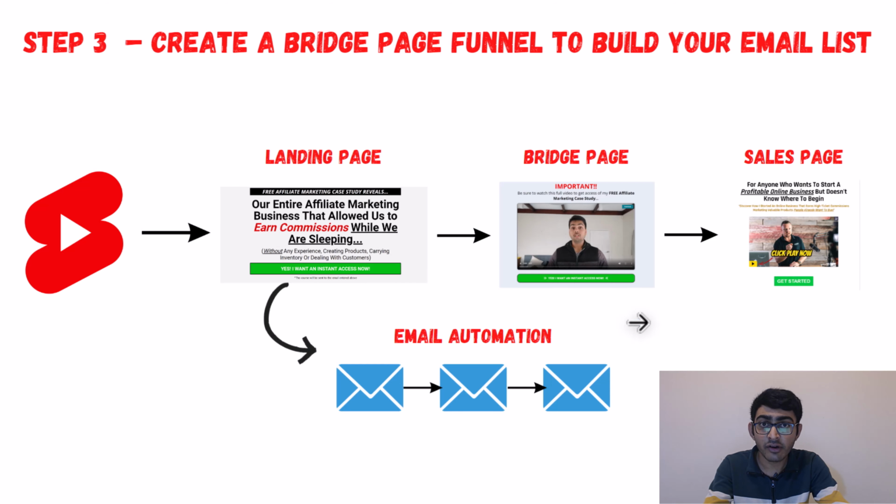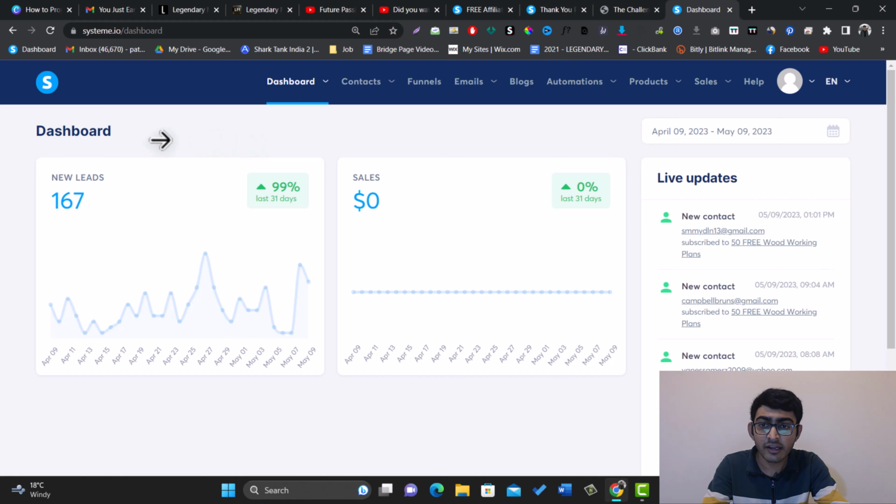Now once you create your funnel, in step 4 you need to create an email automation sequence to follow up with your leads. So right now I will show you my actual email automation sequence that I'm using to promote Legendary Marketer. Here is the free software that I'm using to create all of my funnel and my email automation sequence. And this software is 100% free until you have 2000 people inside your email list.